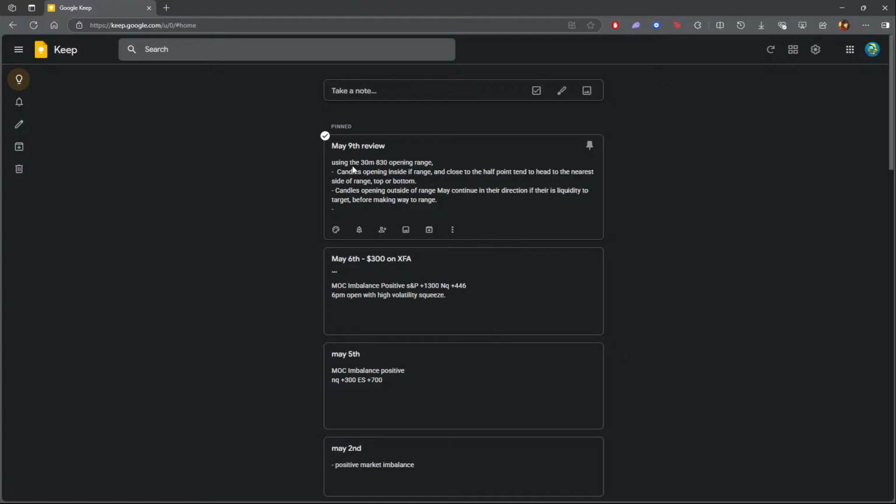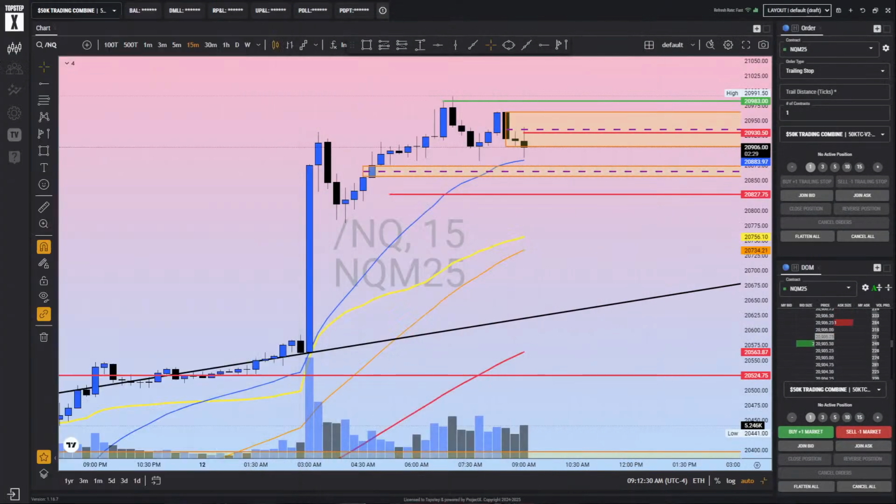May 9th review. We said continue using the 30-minute 8:30 opening range. Candles opening inside of range and close to the halfway point tend to head to the near side of range, top or bottom. Candles opening outside of range may continue in their direction if there's liquidity to target before making way towards range. Okay. Let's really go overhead and look at things last night, because while this could hold, and hopefully it does, there's no guarantee that it does hold.